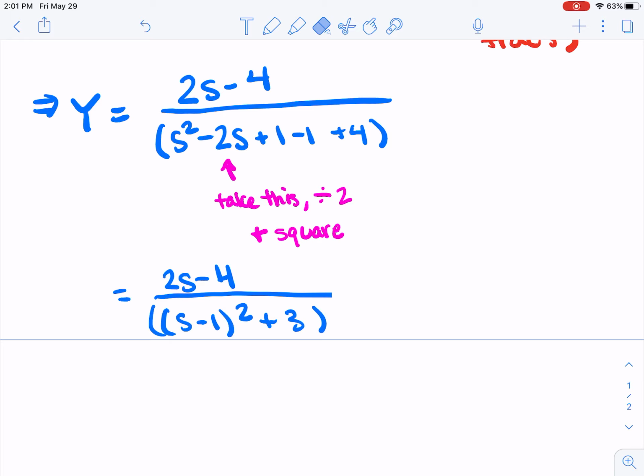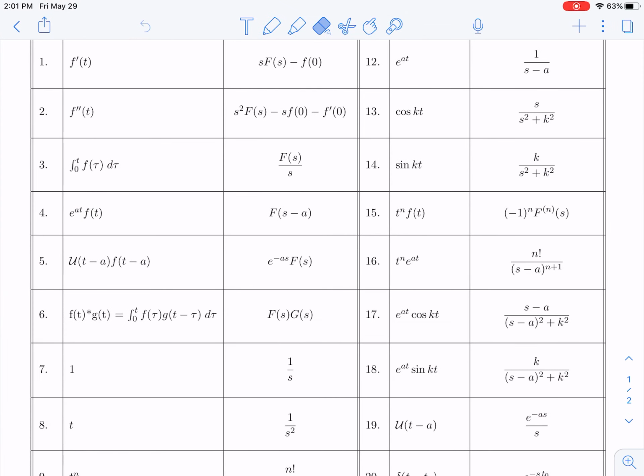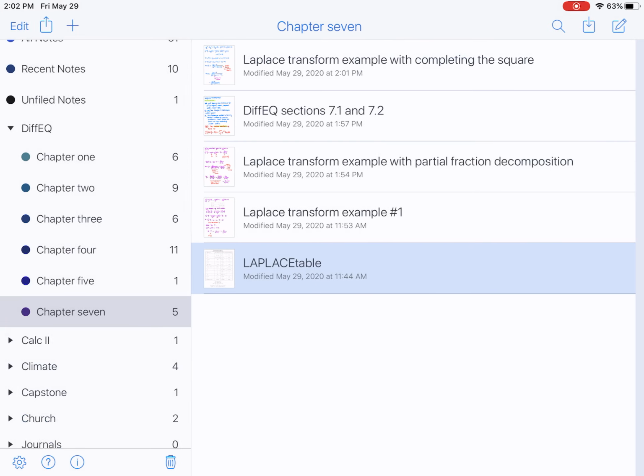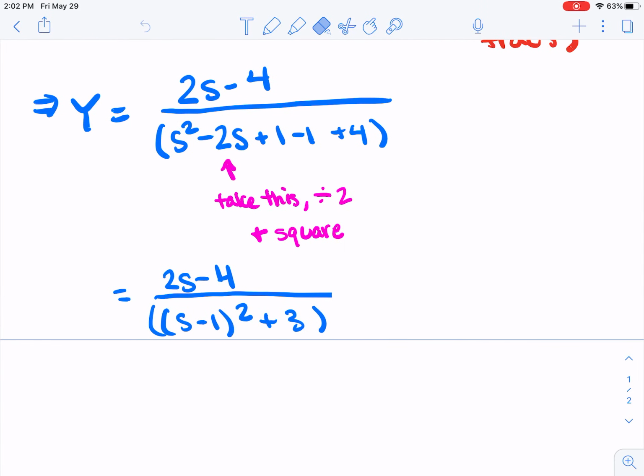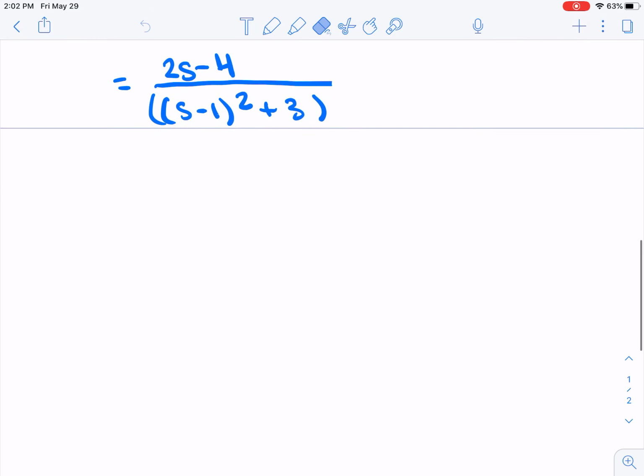Now, that term is not perfect as far as the Laplace transform table goes, but it's close. If we take a look at the Laplace transform table again, it's close to lines 17 and 18, where we have s minus something squared plus k squared in the denominator. So that's what we're aiming at here. We took that term, divided by 2, and squared it. That allows us to write this in a way that's closer to something in the table. Now we want to keep working at this until it is actually something in the table.